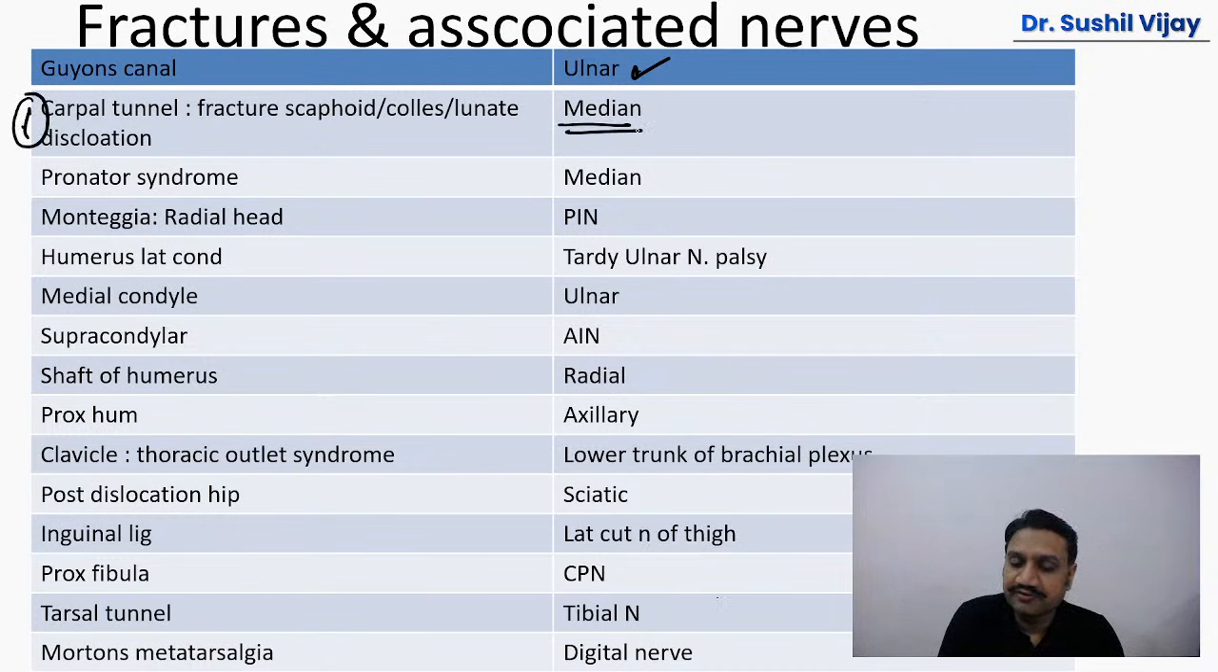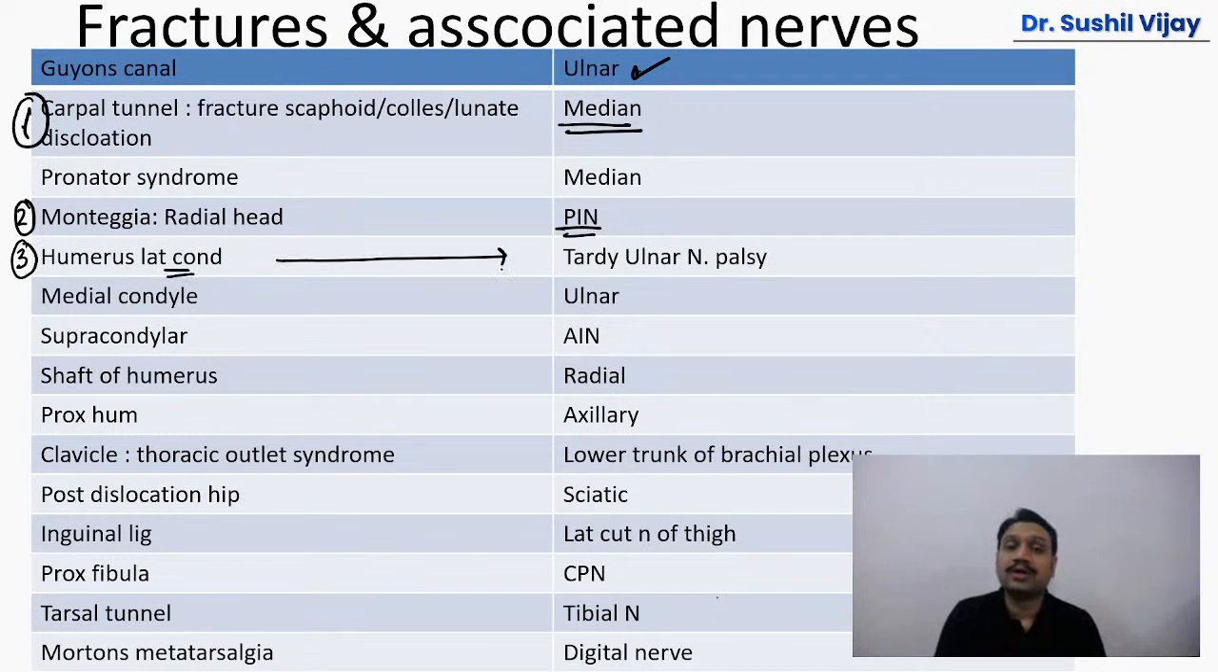Carpal tunnel, which nerve? The median nerve, right? Second, head of radius, Monteggia, which nerve? Posterior interosseous nerve. Humerus lateral condyle, don't get confused. Usually the injury is here, the bone, but it will involve the nerve of this side, but that's not immediate. That will be very, very late. That is why you are calling it tardy ulnar nerve palsy.